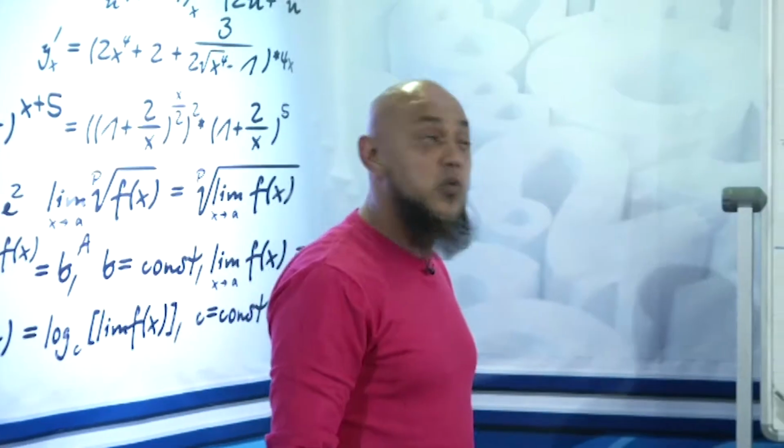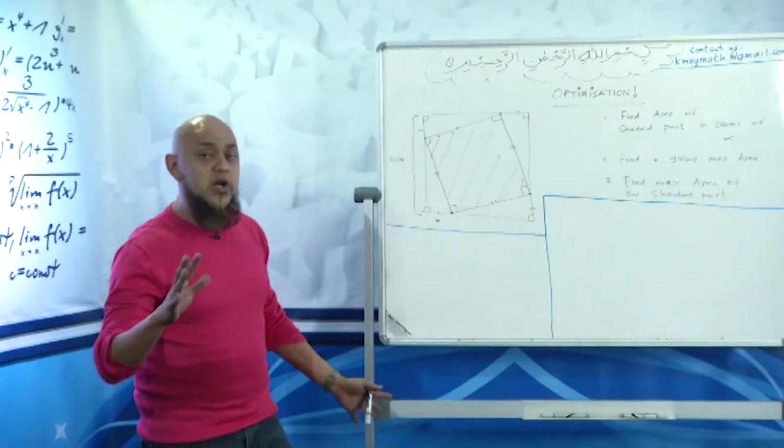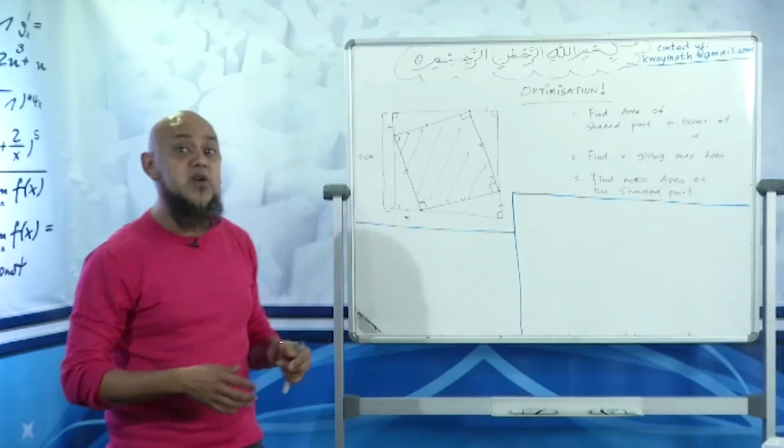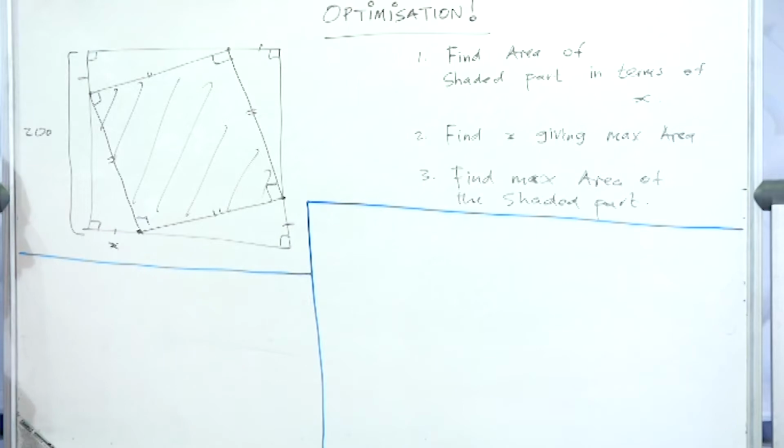We are busy with optimization. Now, here's a second problem. We're going to do another one or two more examples just to get you working with optimization in calculus. So now they give you a shape that looks like this. You can take the shape down.